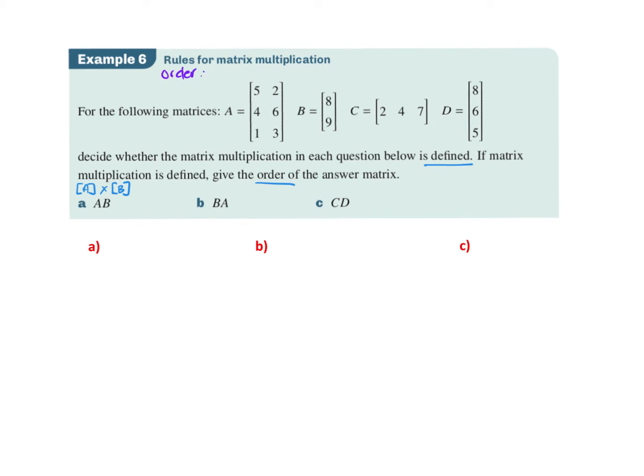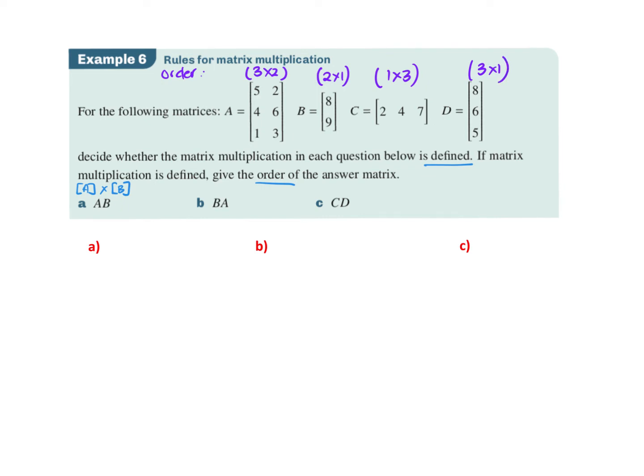So what's the order of A? Rows by columns. So what is the order of A? It's 3 by 2. Good. What about B? The order of B? 2 by 1. Yep, 2 rows, 1 column. What about the order of C? How many rows have we got? Yep, 1 by 3. And our last one is a 3 by 1.